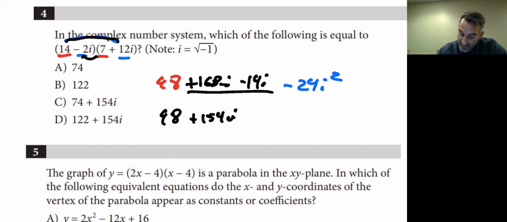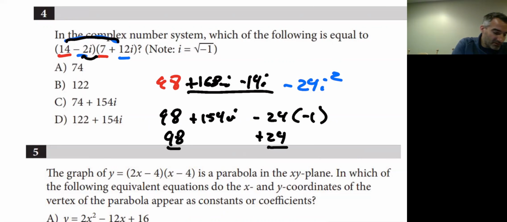Okay, now you got to remember what i squared is. So minus 24i squared is -1, so that becomes plus 24. 98 plus 24, 122. So that's 122 plus 154i. There's your answer.